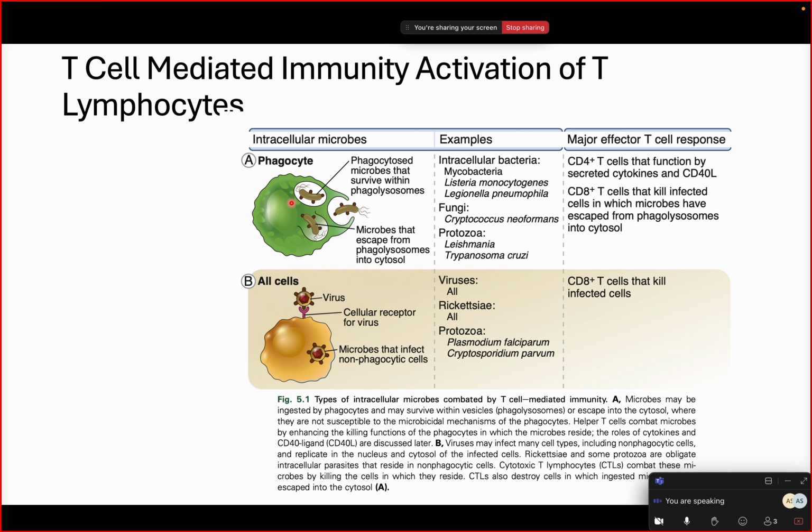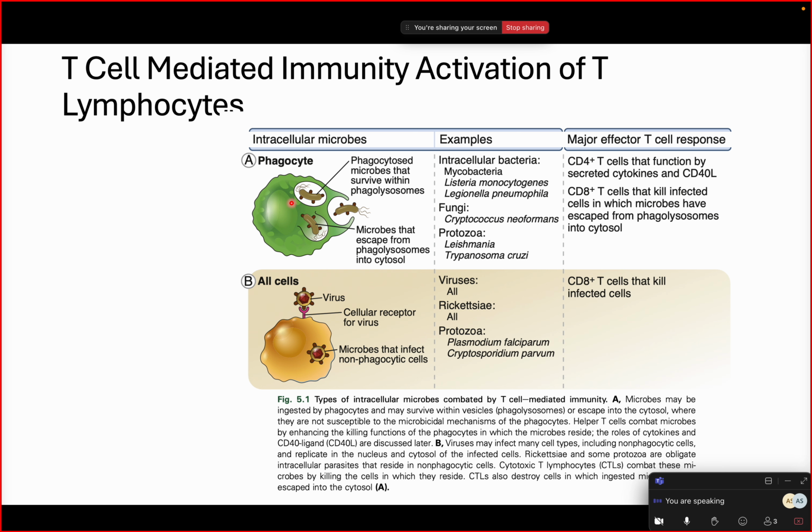So what are the effectors which will assure that such infection is taken care of? They are CD4 and CD8. So by now you know that we are talking about cell mediated immunity, we are not talking about the humoral immunity. So in cell mediated immunity we have CD4 positive T cells and CD8 positive T cells.